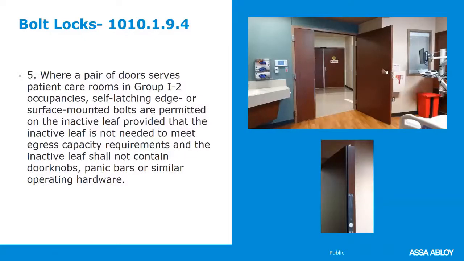This one is specific to I2 occupancies, which is our hospitals, where a pair of doors serves a patient care room, their bedroom. The inactive leaf can have self-latching or surface mounted bolts, provided that that inactive leaf is not needed to meet egress capacity requirements, and the inactive leaf cannot have any doorknobs, panic, or similar operating hardware. It's very clear which leaf is the active leaf. The nurse is going to come and go in and out of the active leaf. When they need to open the inactive leaf, they push in on this button. When they need to close the door, they pull the door closed.